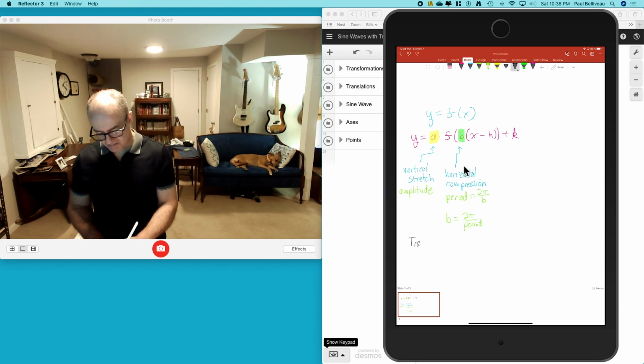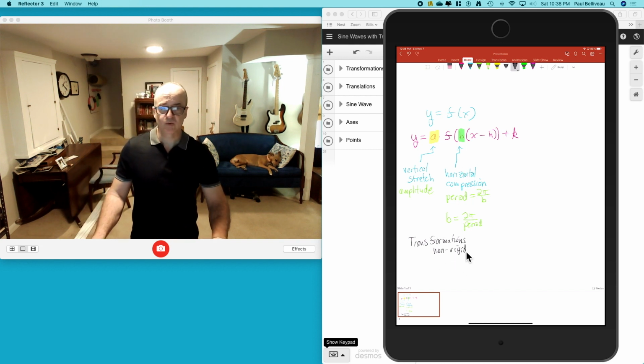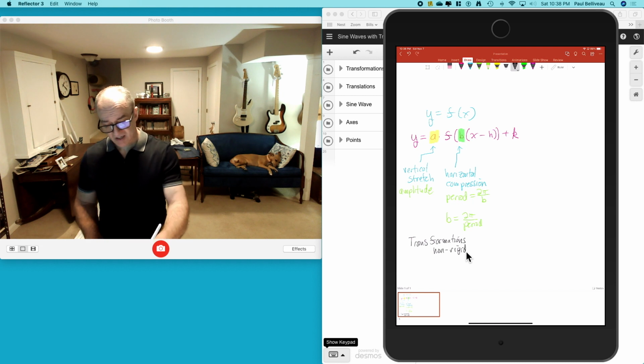These are transformations, and they are what are called non-rigid. Okay, non-rigid. They don't maintain the shape. They change what you're looking at. These other two, H and K, these are different.